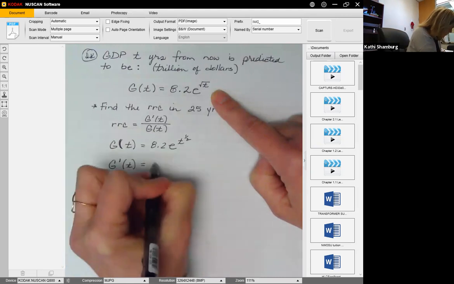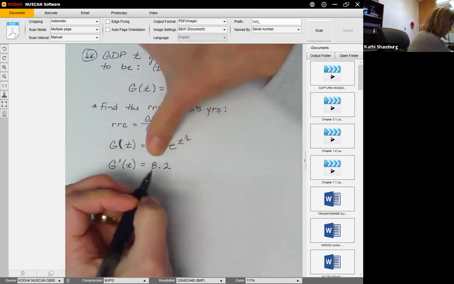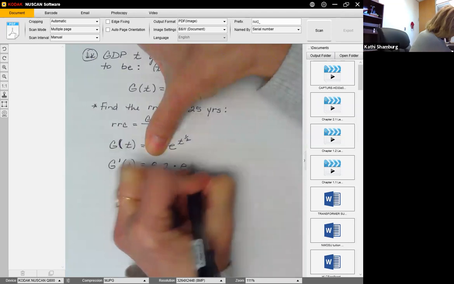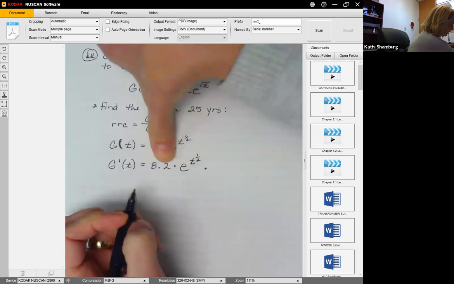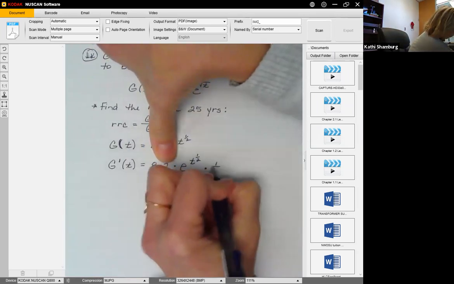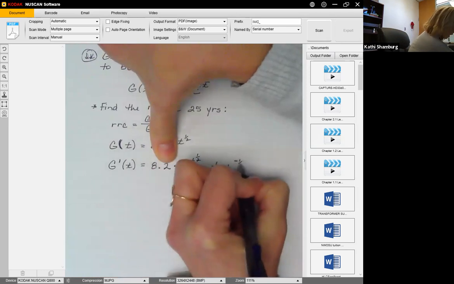Now we're going to take the derivative. So the coefficient in front just stays 8.2. Now we're going to take the derivative of e raised to the t to the 1/2. So when you have base e, if you go back to the formula sheet, it says first, just leave it alone, times the derivative of the exponent. So that would be 1/2 t to the negative 1/2.